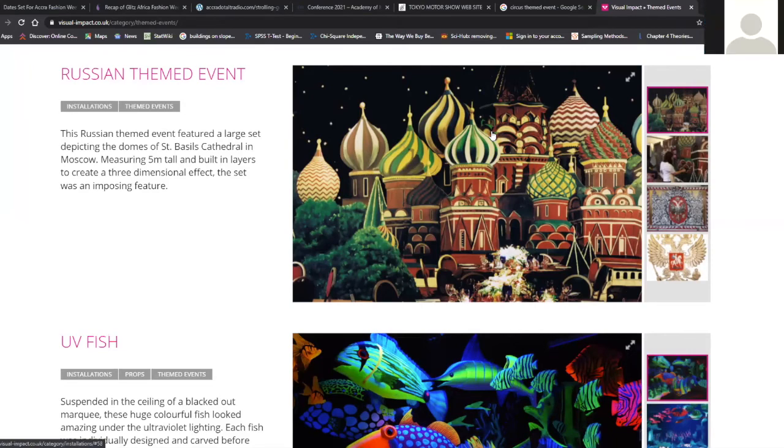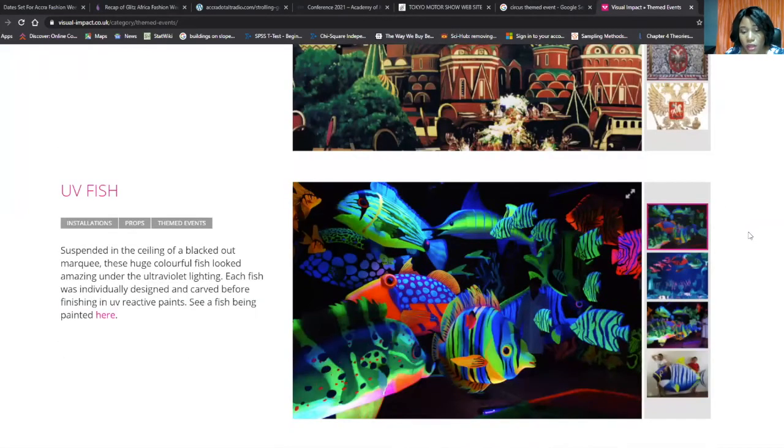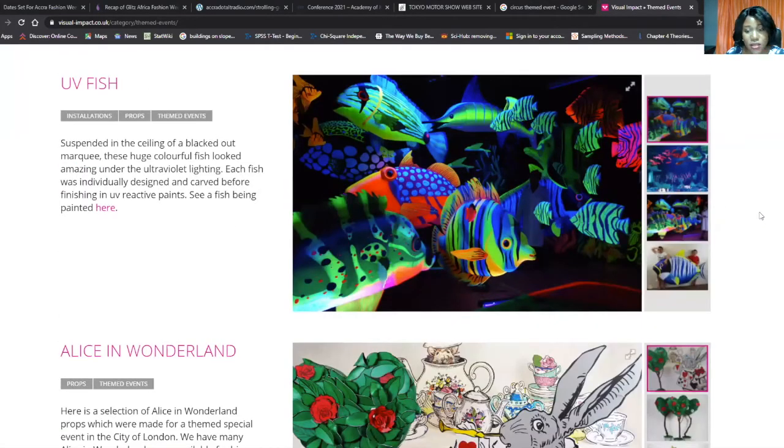Oh, the Russian theme is here. Right. So they set it up to look like a Russian theme. And the next one they have here is UV fish. So UV fish, ultraviolet rays are known to glow in the dark. So they have fishes that are glowing in the dark, and that is the theme of the party.